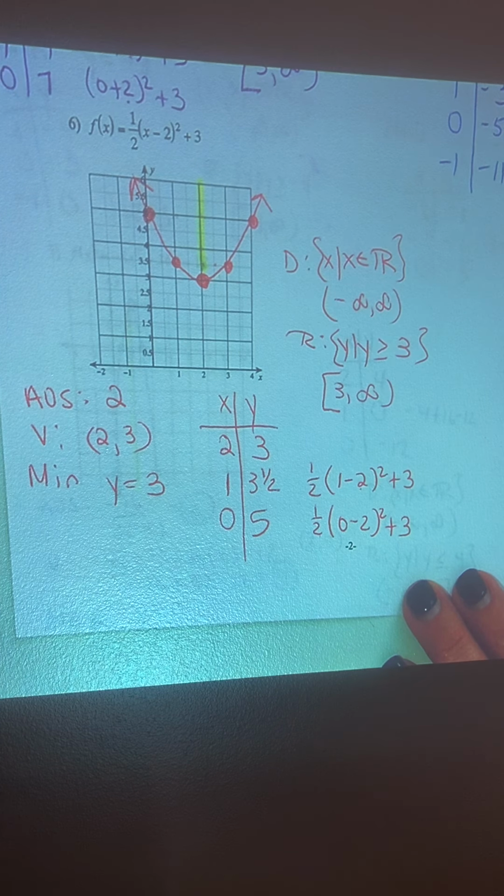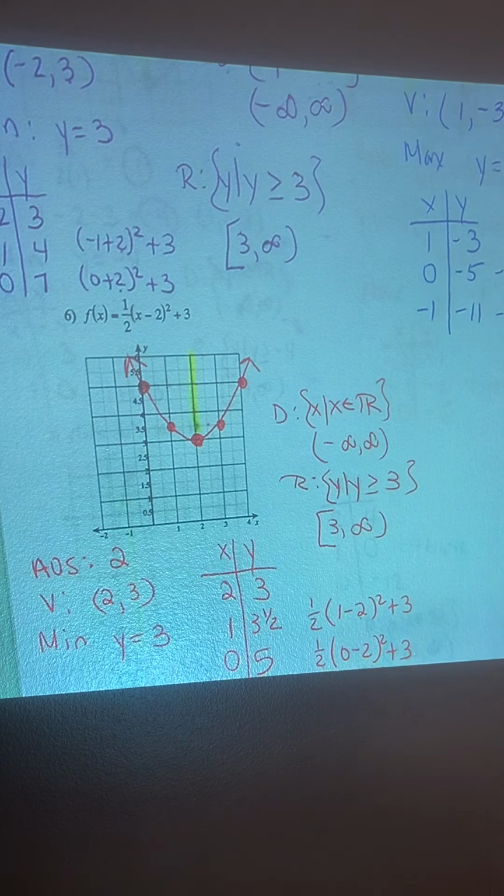We have graphs going from graphing in standard form and graphing in vertex form. Okay, again, your assignment is due on Sophia on Wednesday.